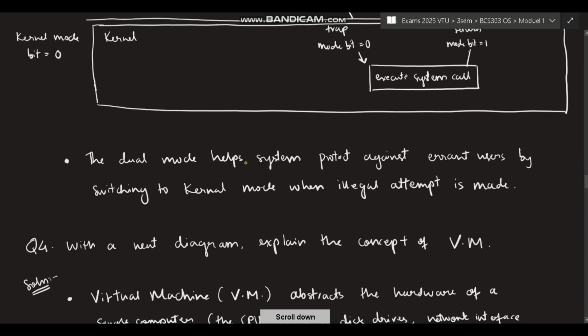The dual mode helps the system protect against errant users, meaning users who make errors, make some changes, or modify the internal system. Whenever we are in kernel mode, the user won't be able to make any change. They will lose all control, so that protects the system from unwanted changes, by switching to kernel mode when an illegal attempt is made. Only the super user, root user, or admin can access the kernel mode; the rest of the normal users cannot access it.